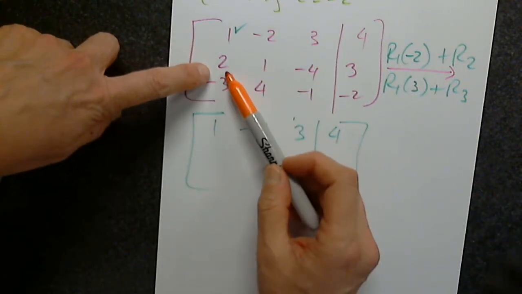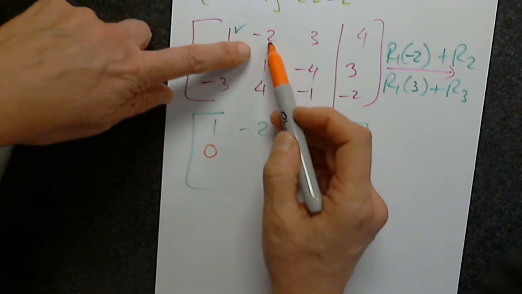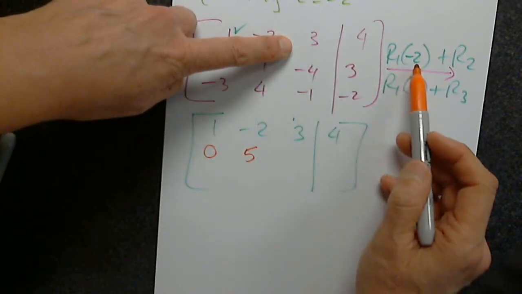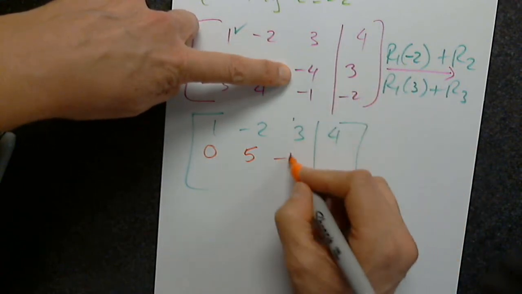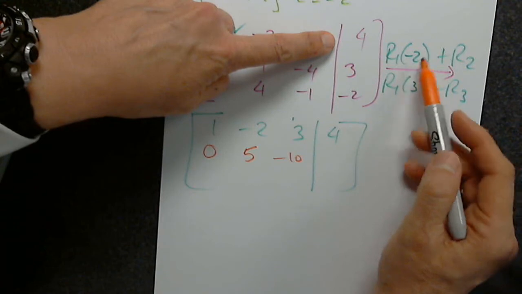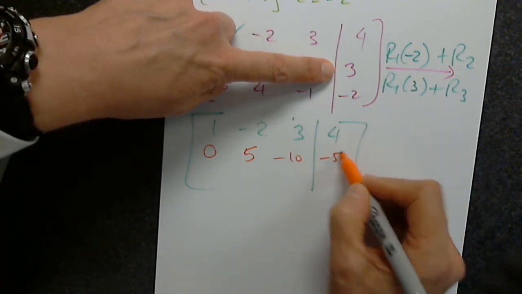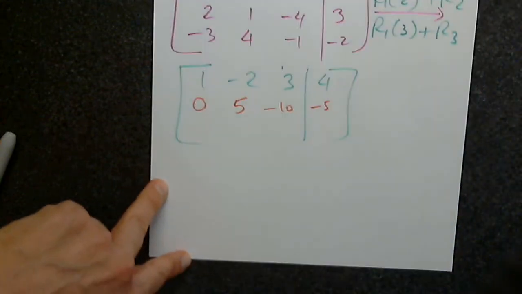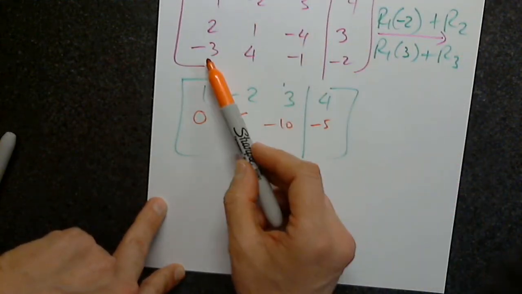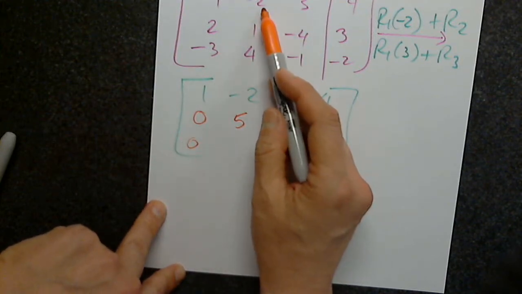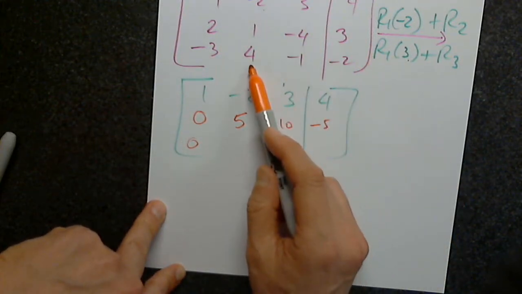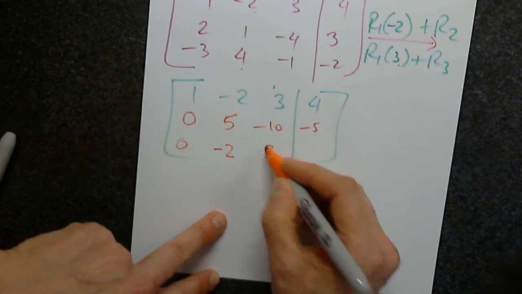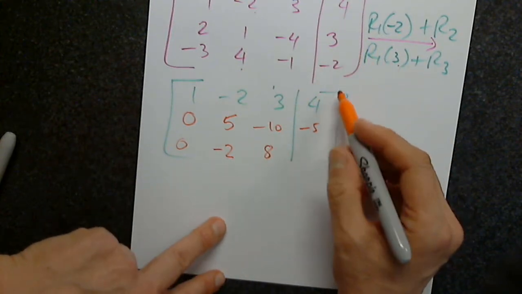1 times negative 2 plus 2. Zero. Perfect. Negative 2 times negative 2 plus 1. 3 times negative 2 minus 4. Awesome. 4 times negative 2, negative 8, plus 3. Perfect. And I'm happy. Why am I happy? Because I can divide by 5 without any danger of fractions. Perfect. 1 times 3 minus 3. Negative 2 times 3 plus 4. Perfect. 3 times 3 minus 1. 4 times 3 minus 2. Nice and friendly.